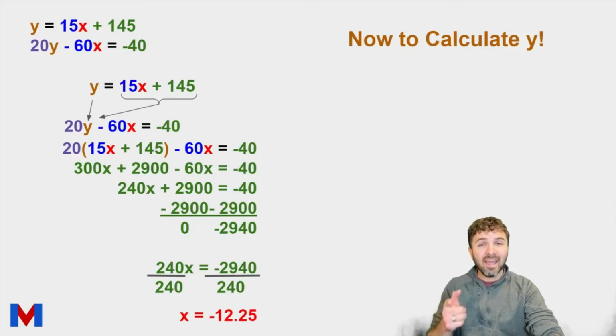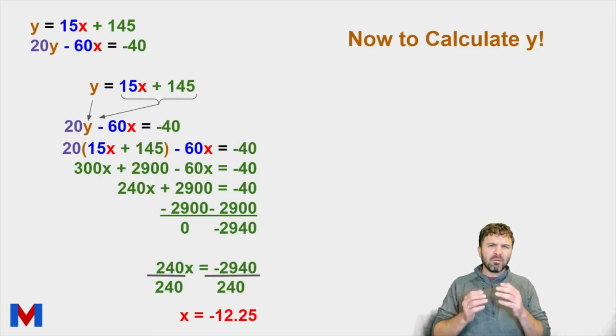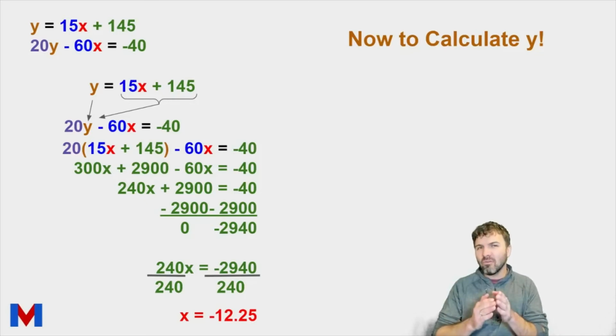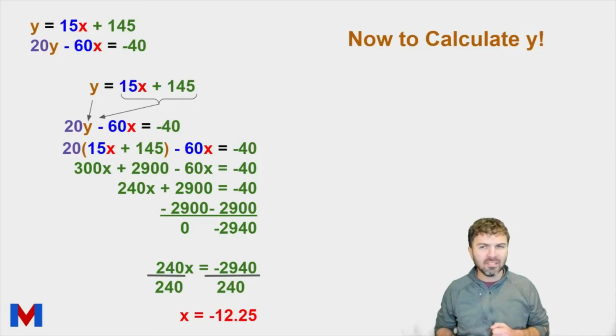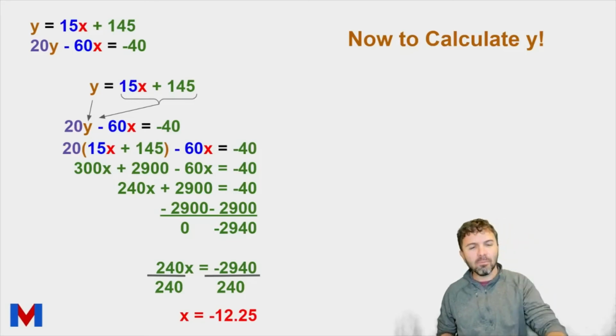Well, I'm going to take that x, and I'm going to plug it into one of those top two equations. All right? There is one that's easier than the other. Because remember, again, we're trying to calculate y, means we're trying to get the y by itself. So which equation has the y by itself? Oh yeah, the top one.